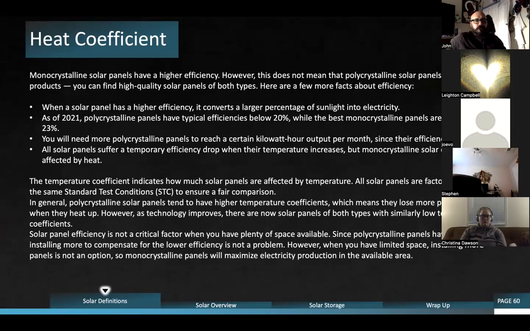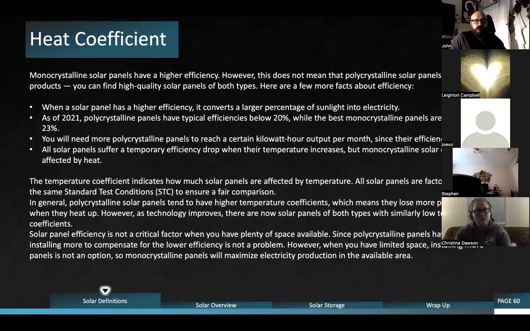You may need more polycrystalline panels to reach a certain amount of kilowatt hour production per month, since their efficiency is a lot lower. All solar panels suffer temporary efficiency droppages when the temperature increases, but monocrystalline cells are less affected by the heat. The temperature coefficient indicates how much solar panels are affected by temperature. All solar panels are factory tested under the same standard test conditions or STC to ensure a fair comparison. In general, polycrystalline solar panels tend to have a higher temperature coefficient, which means that they lose more productivity when they heat up. However, as technology improves, there are now solar panels of both types with similarly low temperature coefficients.